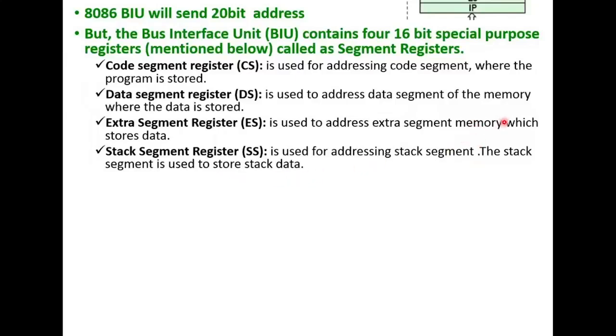See here, all these memories are external memories. The 20-bit external memory is there, and in that external memory four segments will be there: code segment, data segment, extra segment and stack segment. To address these particular segments, these registers are used. To address the code segment, the code segment register is used. To address the data segment, the data segment register is used. To address the extra segment, the extra segment register is used. To address the stack segment, the stack segment register is used. We will see these four segment registers briefly in the upcoming slides.